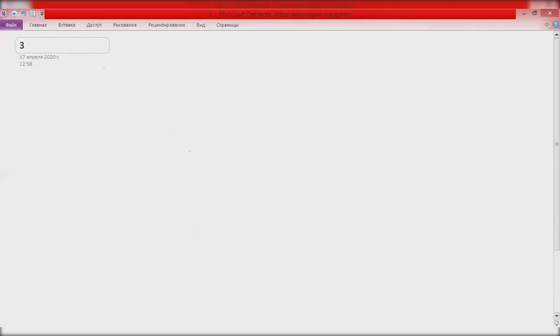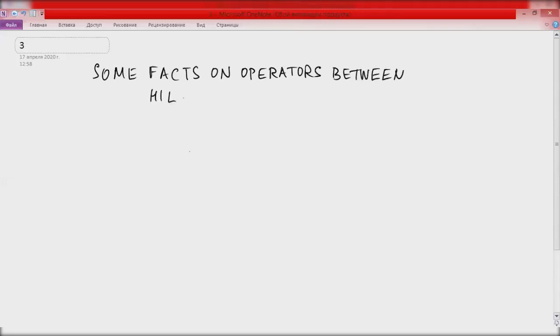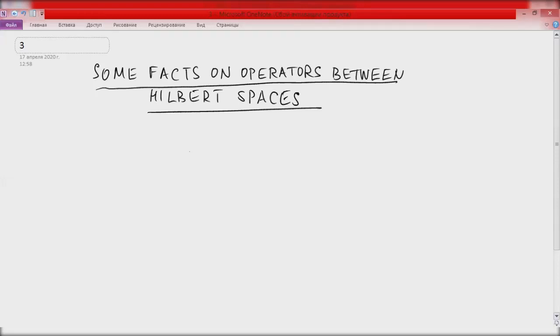So we'll discuss some facts on operators between Hilbert spaces. We start with some purely algebraic definitions. Suppose that we have two vector spaces, X and Y. X and Y are vector spaces over the complex numbers.